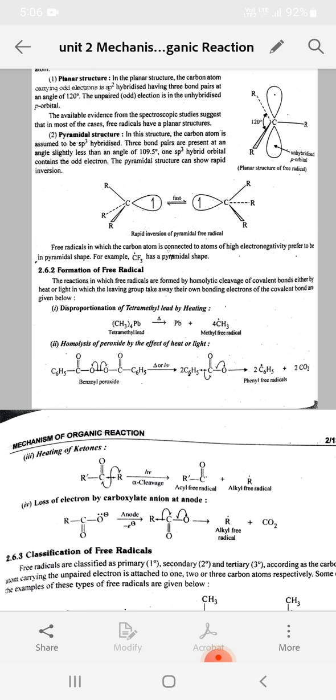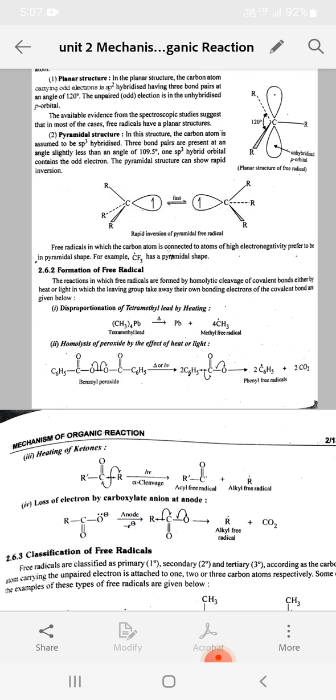सेकेंडली, हम इसका होमोलिसिस ऑफ पेरोक्साइड बाय द इफेक्ट ऑफ हीट और लाइट, पेरोक्साइड को होमोलिसिस करके देखते हैं, हमारे पास इसका फ्री रेडिकल होगा. जैसे बेंजोइल पेरोक्साइड की बात करते हैं, उसको हीट करते हैं तो हमारे पास फिनाइल के फ्री रेडिकल्स आ जाते हैं. Like the benzoyl peroxide, whenever heated, it gives the phenyl free radicals plus 2CO2.